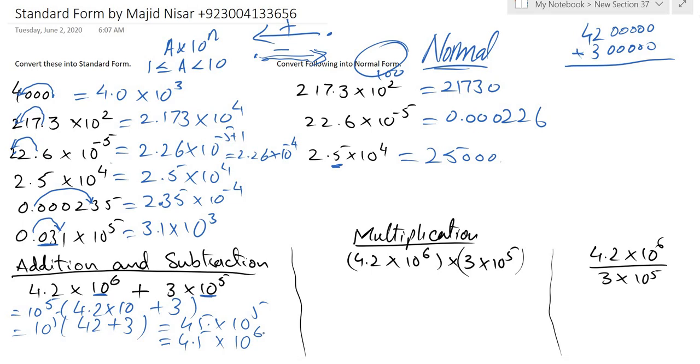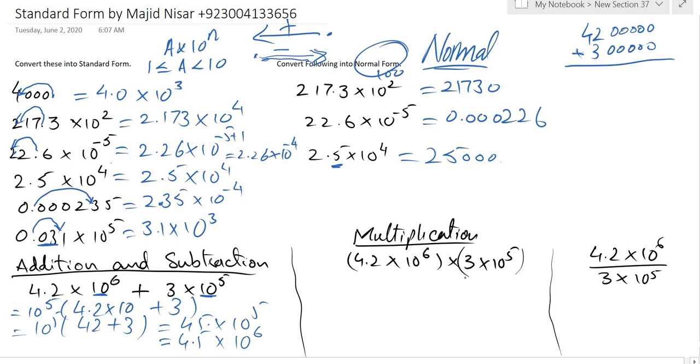Now in case of subtraction, what will happen? The same will happen, just because plus is replaced by minus or negative, so this is minus 3. 42 minus 3 will give us 39, and 39 times 10 raised to power 5, the answer will be 3.9 into 10 raised to power 6. I think there is no need to solve it, you can do it yourself.